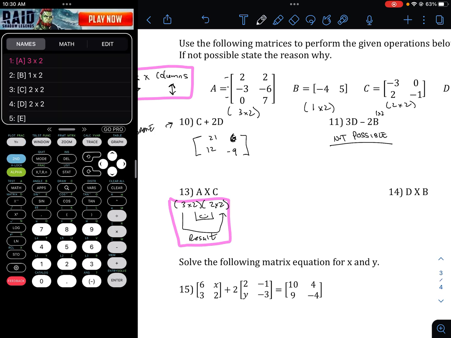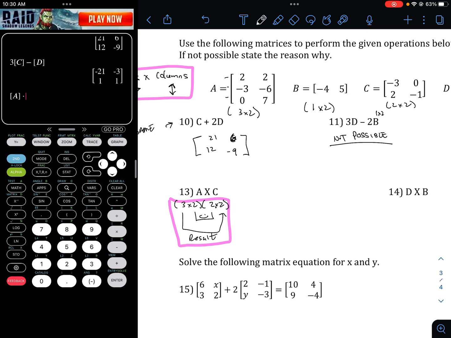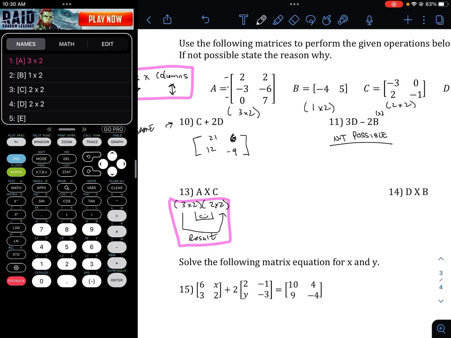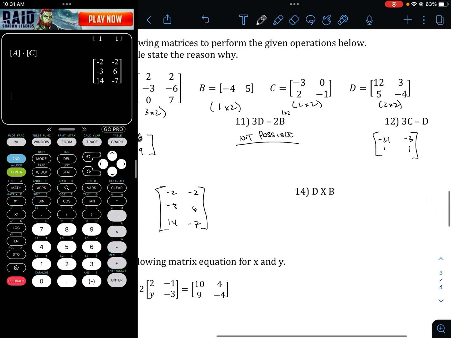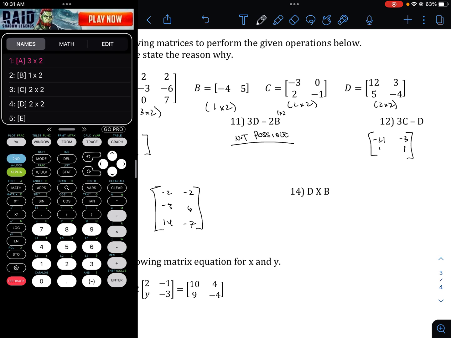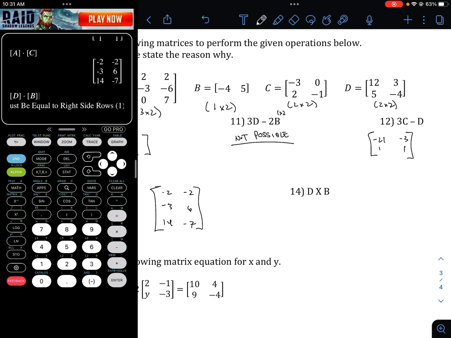Second matrix, we can call out matrix A times matrix C, and we should get a 3 by 2 out. What do you know? There we go: -2, -2, -3, 6, 14, -7. And D times B. When in doubt, try it here. D times B. Shouldn't work. Nope. Dimension mismatch. So again, D is a 2 by 2. B is a 1 by 2. Those are not the same, so not possible.